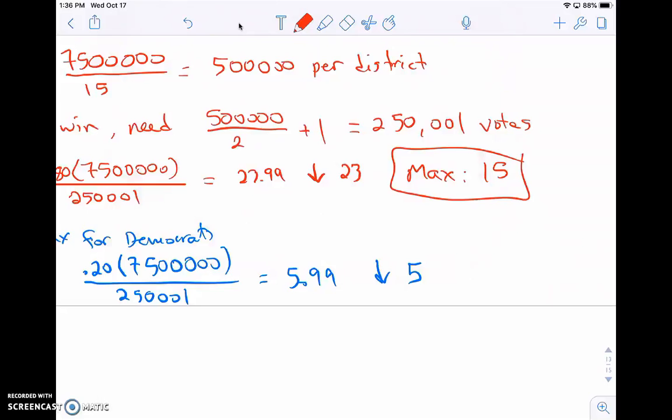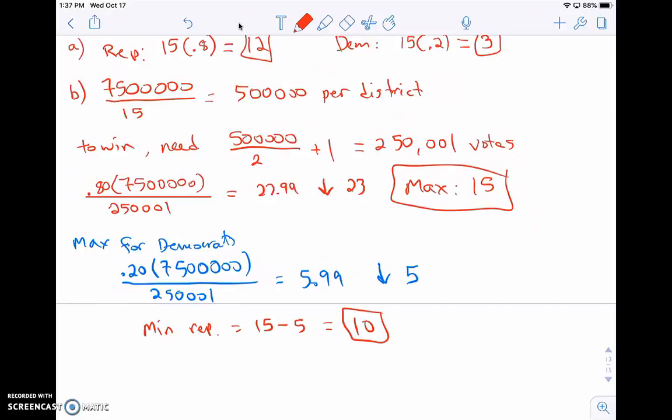So the minimum for Republicans will be, we take 15 and subtract the maximum number that the Democrats can win, and that's going to be 10. So the minimum number of representatives is 10, the maximum is all 15. That's how we would determine the maximum and the minimum number of representatives. And hopefully you can see that, minimum of 10 out of 15. With 80% of the population voting for one party, you're definitely going to have significant control in your House, no matter how you draw those maps.